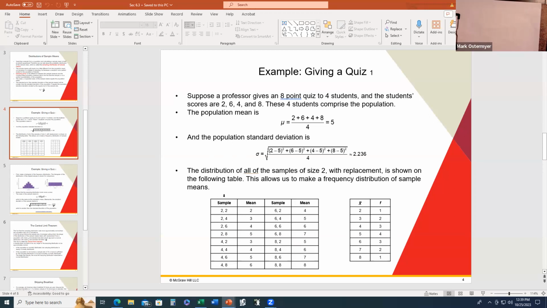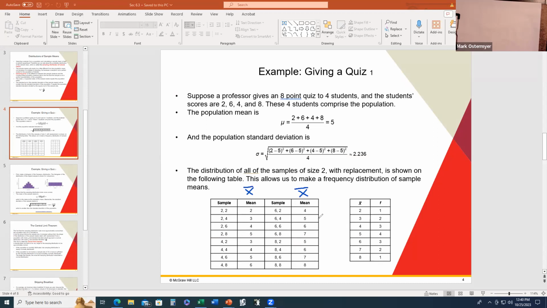For instance, I could choose a score of 2, put it back into the population, mix them up, and select 2 again. Or I could select 2, 4, 2, 6, 2, 8, 4, 2, 4, 4, 4, 6, 4, 8, or 6, 2, 6, 4, 6, 6, 6, 8, 8, 2, 8, 4, 8, 6, 8, 8. All right, so these are all the possible samples of size 2 that can be selected from this population of size 4. And for each of these samples, we computed the mean. So all of these are the sample means, X bar.